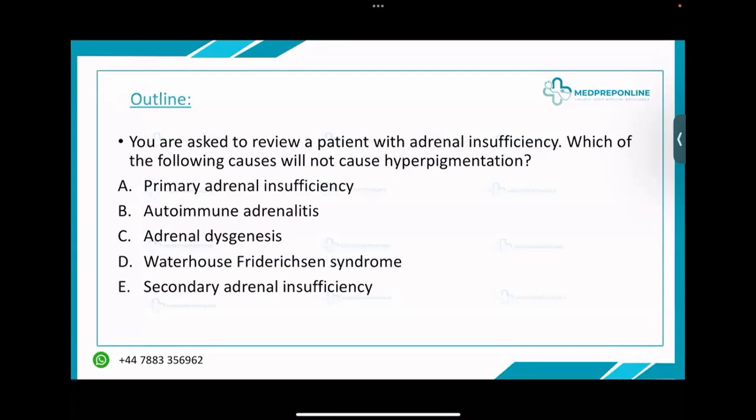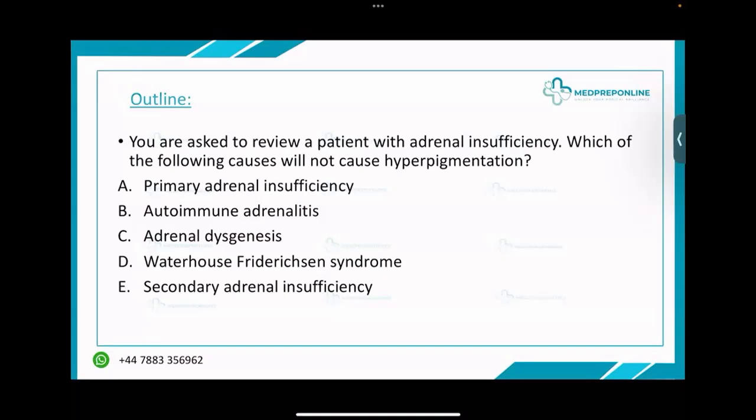Just remember this one point. Any condition which is affecting the adrenal, which is causing an adrenal insufficiency, is primary. So the defect is at the level of the adrenals, causing deficient glucocorticoid or mineralocorticoid. You will have an increased response to ACTH. Primary adrenal insufficiency, autoimmune adrenalitis, adrenal dysgenesis, all of these affect the adrenal gland, so all of them cause primary adrenal insufficiency. The only difference is that Addison's is a chronic condition.